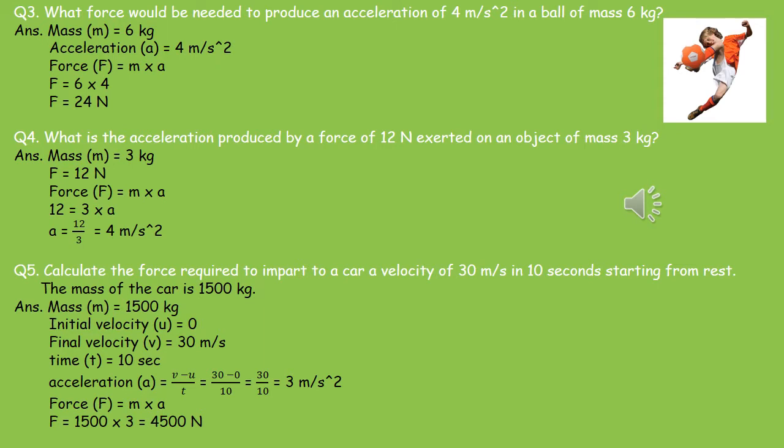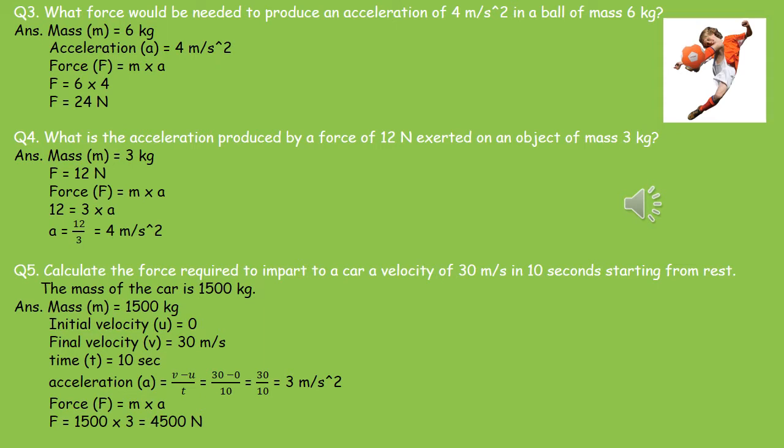Now question number 3. What force would be needed to produce an acceleration of 4 meter per second square in a ball of mass 6 kg? Here mass is given in SI unit. So m is equal to 6 kg. Acceleration is also given in SI unit. A is equal to 4 meter per second square. And we know the mathematical formulation of Newton's second law of motion. F is equal to ma. So F is equal to 6 into 4. We are putting the values there. So F is equal to 24 Newton.